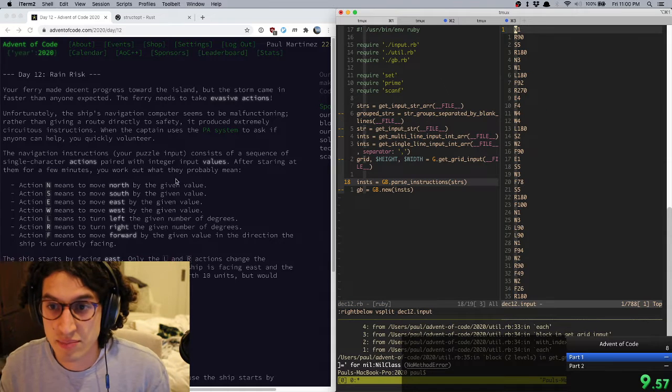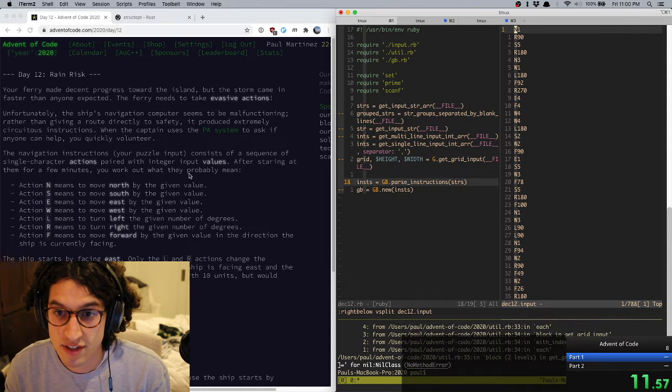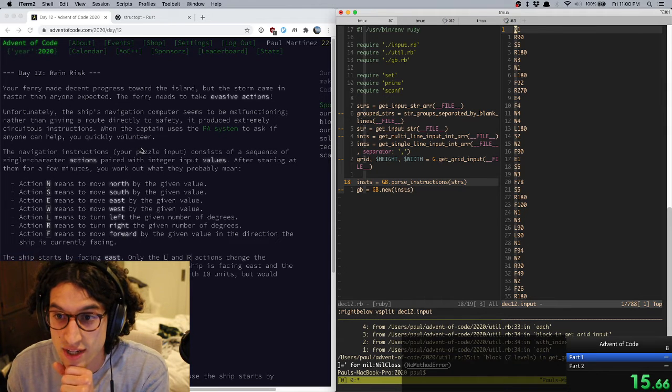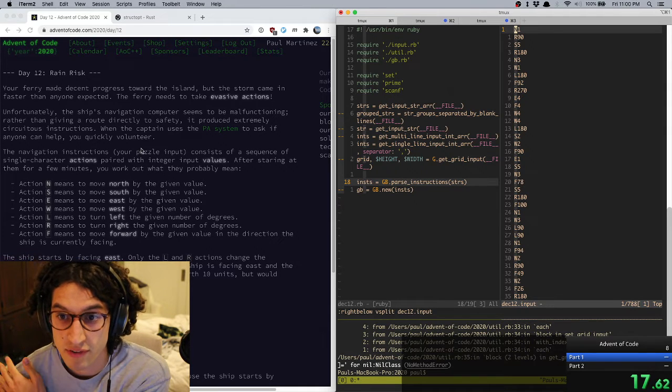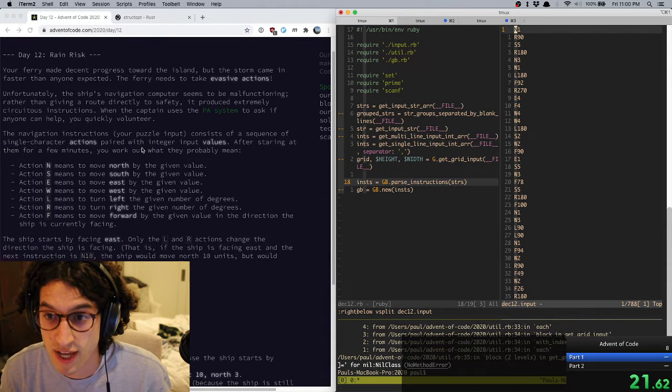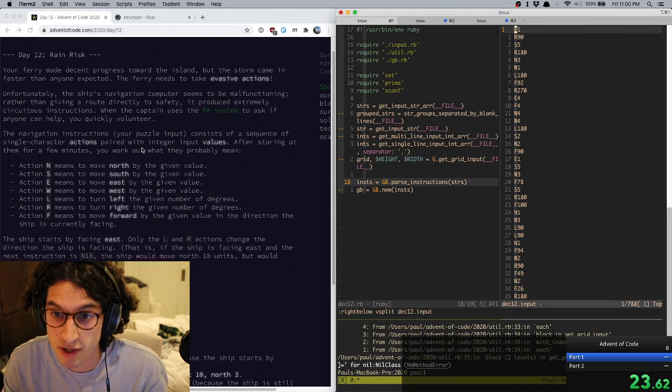Your ferry made decent progress towards the island, but the storm came in faster than anyone expected. The ferry needs to take evasive action. Unfortunately, the ship's navigation computer seems to be malfunctioning. Rather than giving a route directly to safety, it produced extremely circuitous instructions. When the captain uses the PA system to ask if anyone can help, you quickly volunteer.